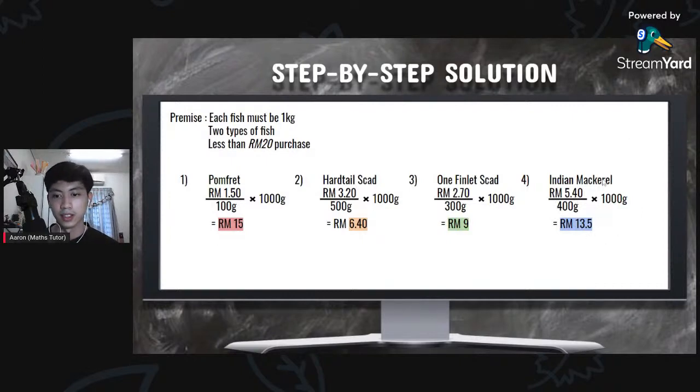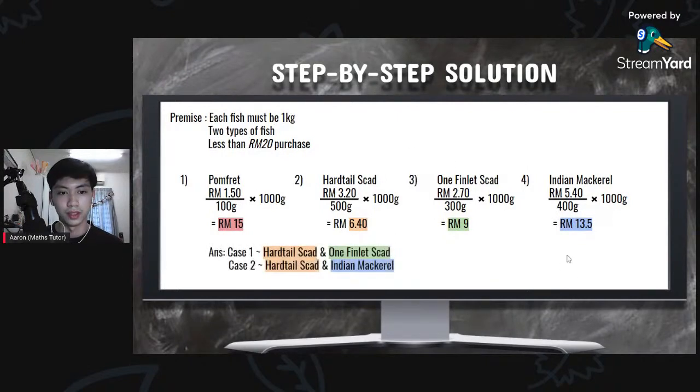Okay, so as we find out how much we need to pay, now we need to do the combination. The question asks for two types of fish, only two types of fish. And then you want less than 20 ringgit.